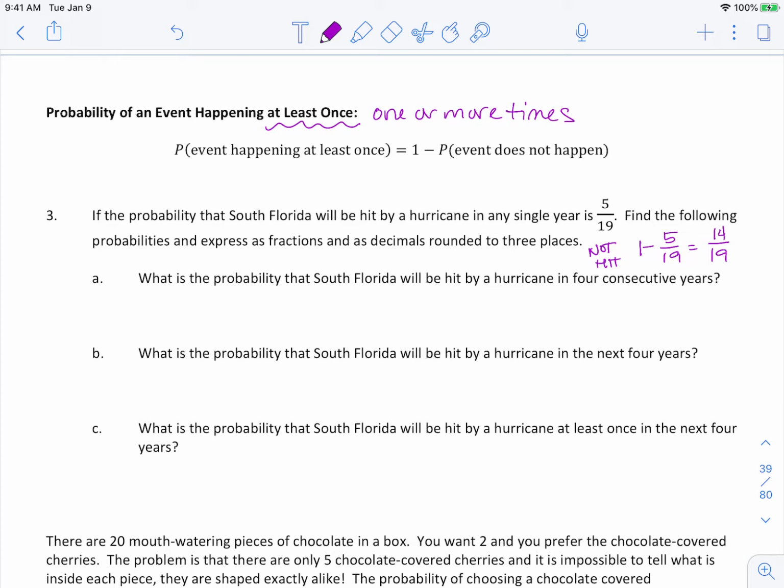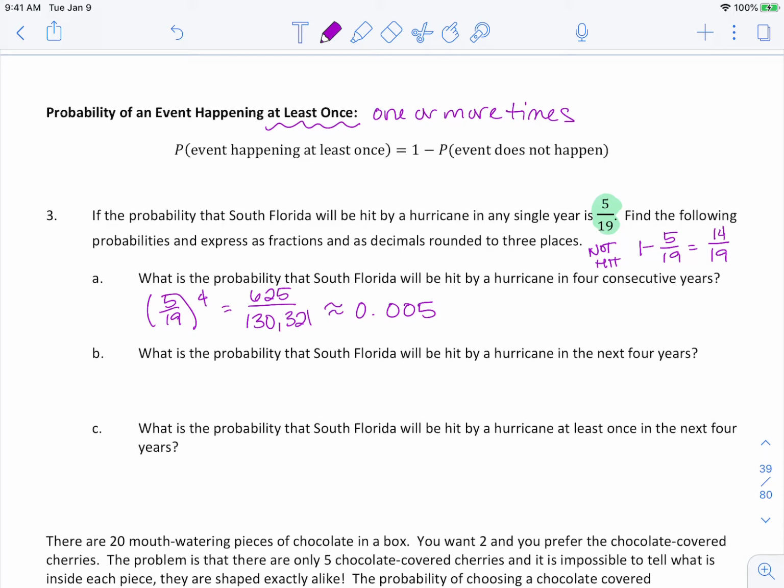So what is the probability that South Florida will be hit by a hurricane in 4 consecutive years? So remember, probability of being hit is 5 out of 19. So that's 5 out of 19 to the 4th power, which gives us 625 divided by 130,321. This is about 0.005.